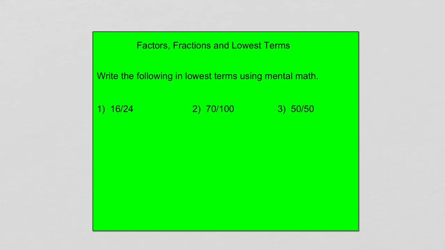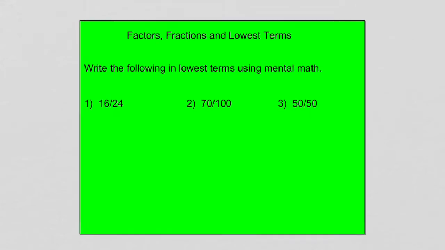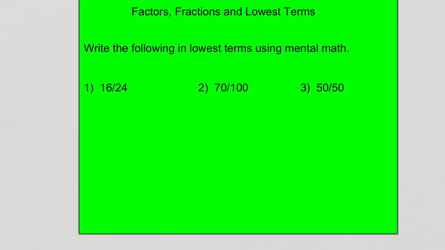What we did today is we wrote the following in lowest terms using mental math. So, what I'm going to do is the first one, 16 over 24. Red, I don't want to do red. I want blue. There we go. I'm a creature of habit, kids. All right, so 16 over 24.